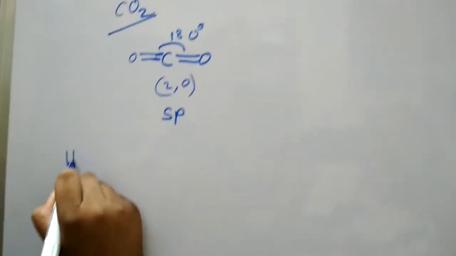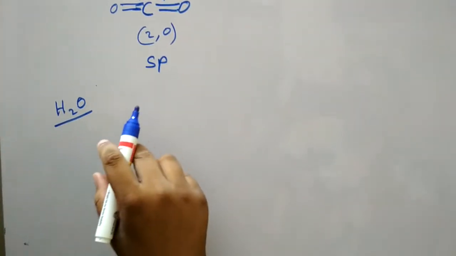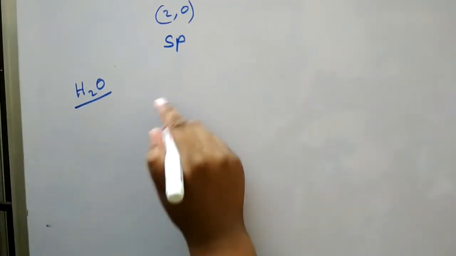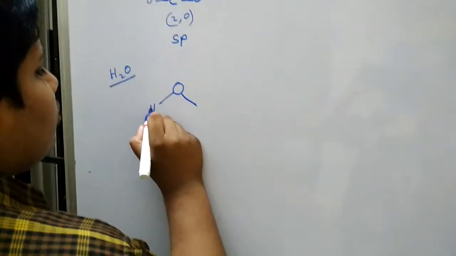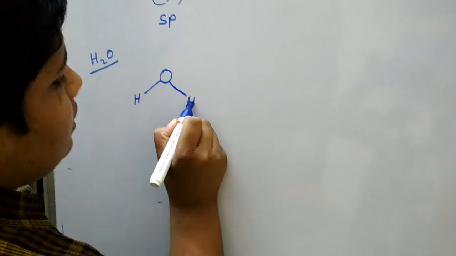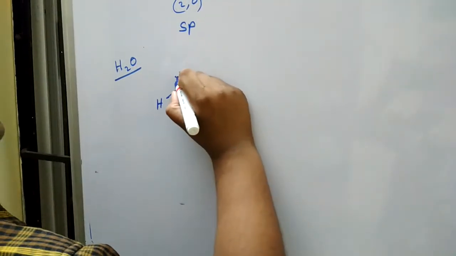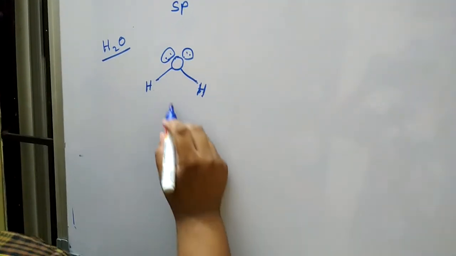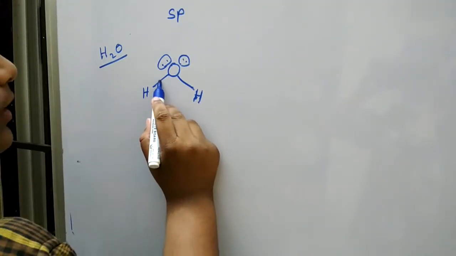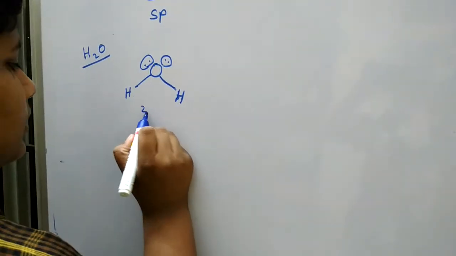Now let's go to another compound, H2O, known as water. Oxygen has 6 electrons in the valence shell, but it utilizes only 2 of these to bond with hydrogens, one with one hydrogen and another with the other hydrogen, leaving 2 lone pairs on the oxygen. According to VSEPR theory, this oxygen has 2 bond pairs and 2 lone pairs.